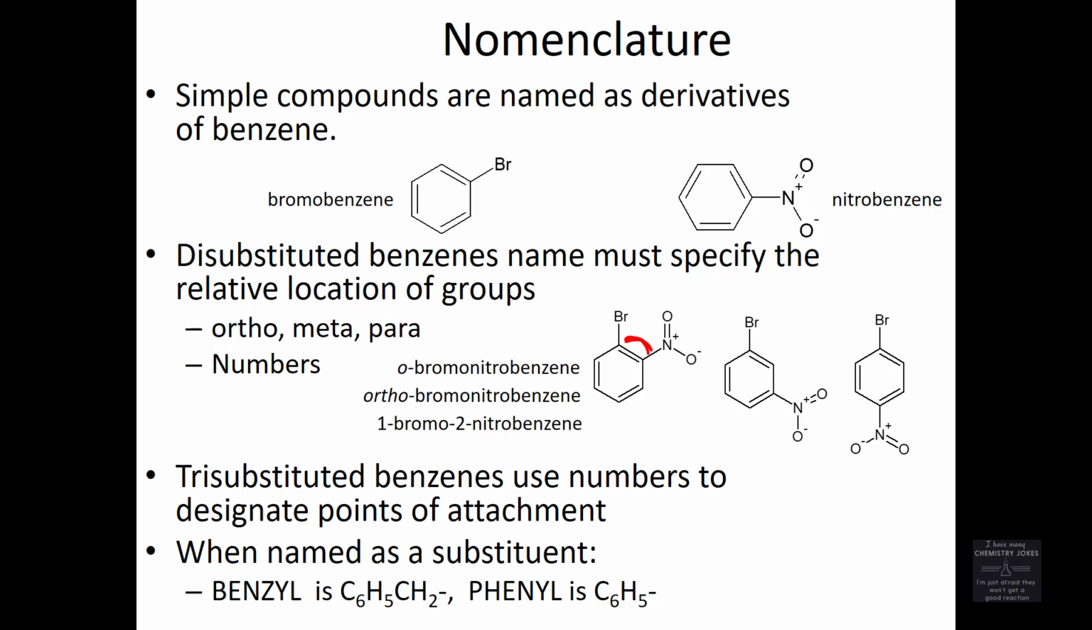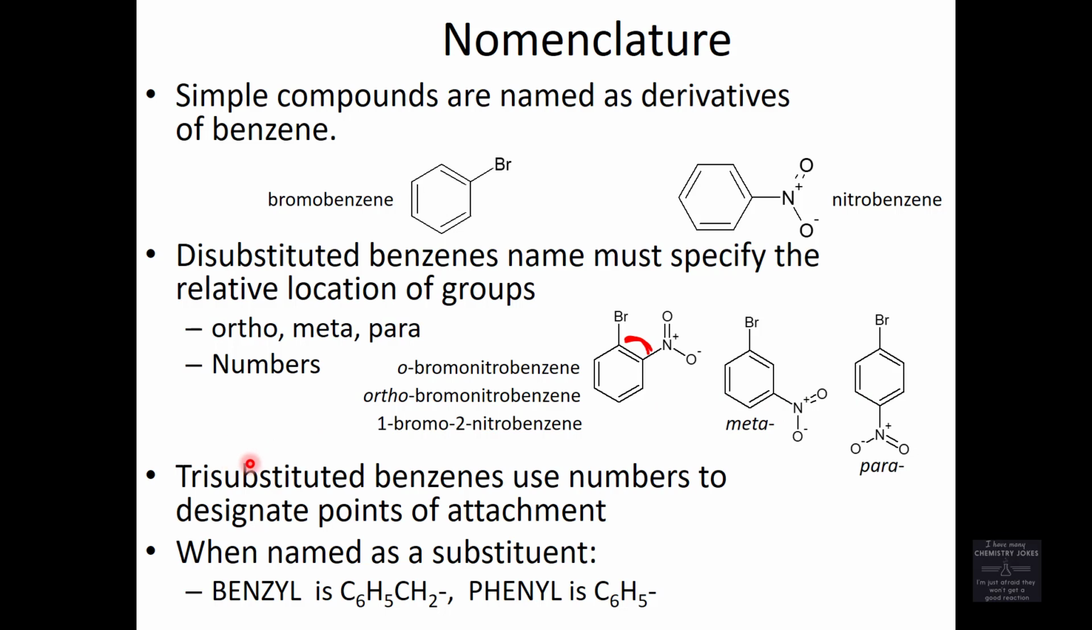So this thing can be called ortho-bromonitrobenzene, because you're doing alphabetical order. That could be a little italic o, or it could be the full word ortho. Or you could say 1-bromo-2-nitrobenzene. Either way. This one would be meta, little italicized m right there. Meta-bromonitrobenzene, or 1-bromo-3-nitrobenzene. And this last one is para, or a little p, para-bromonitrobenzene, or 1-bromo-4-nitrobenzene. That's when you have two substituents. You can call it ortho, meta, or para.